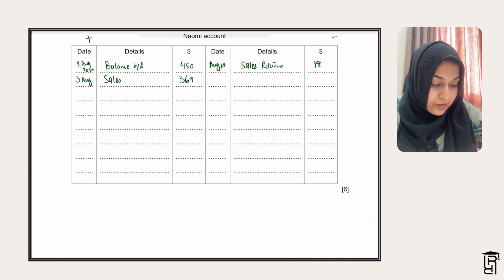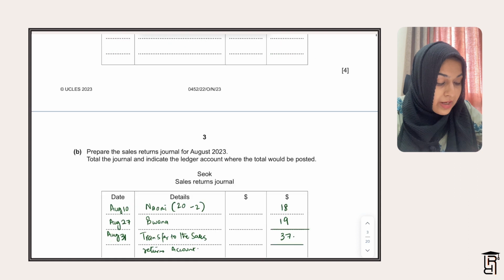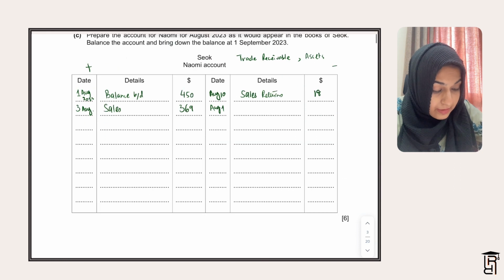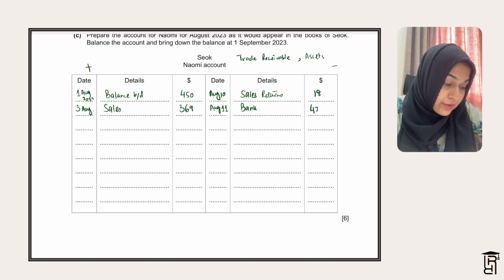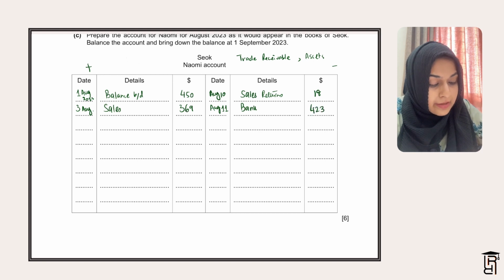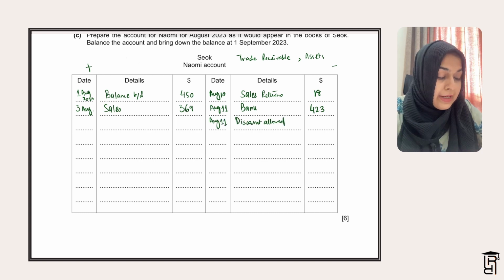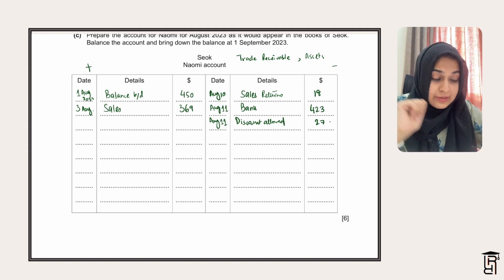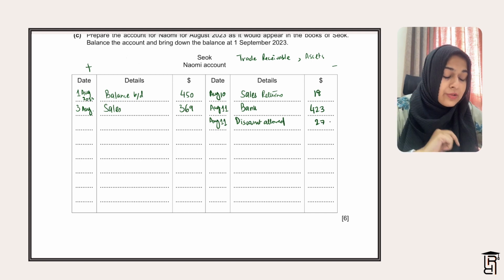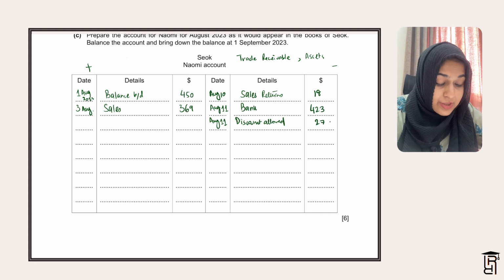So I write here August 11. I write here bank. So bank will be debited, Naomi's account will be credited. I need to write here 423. And then I write here August 11, same date, discount allowed, $27. Discount allowed itself is debited because discount allowed is an expense account. You record this on the credit side in the customer's account.